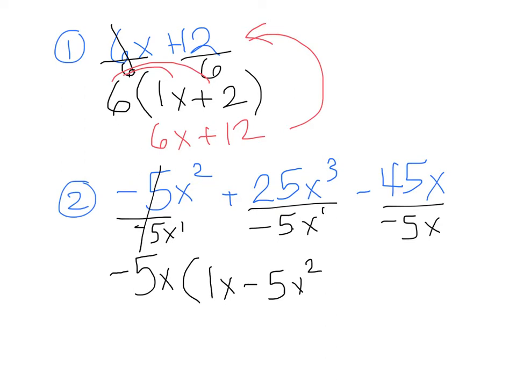Divided by negative 5, we're going to have plus 9. And then x divided by x, remember our x's cancel out. So that's going to be our answer when we factor.